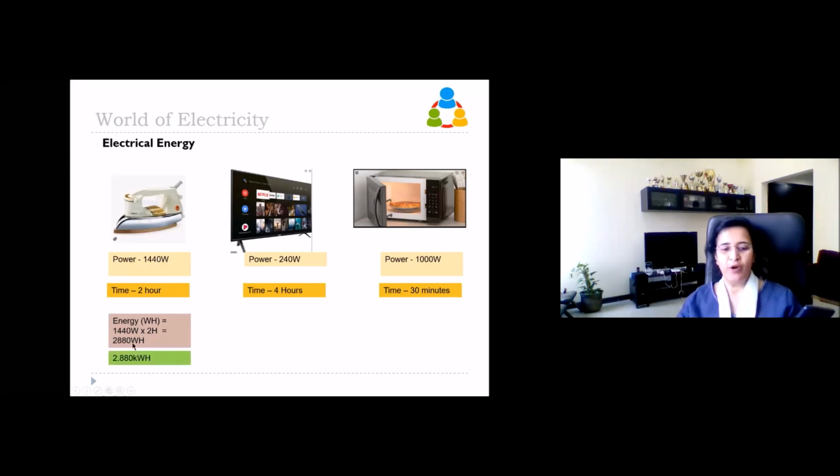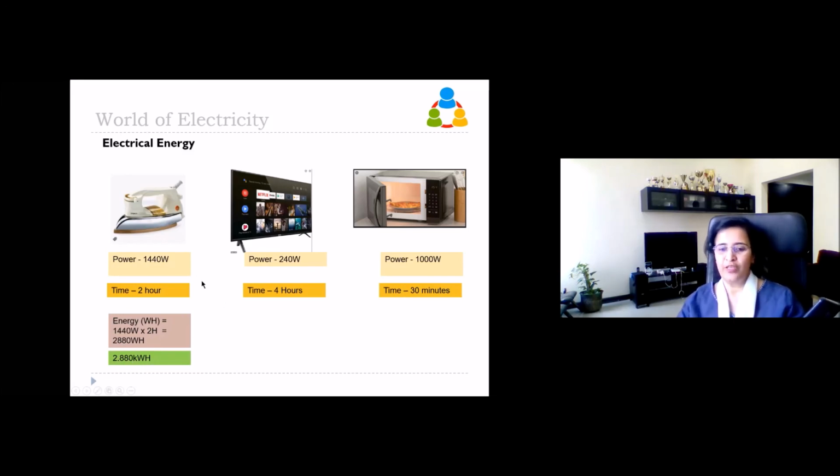It is better that we write it in a smaller figure when the number is very big. We divide it by 1000 and make it into kilowatt hour, kWh. It is just a multiplier: divide this by 1000 and put 2.88 kilowatt hour.